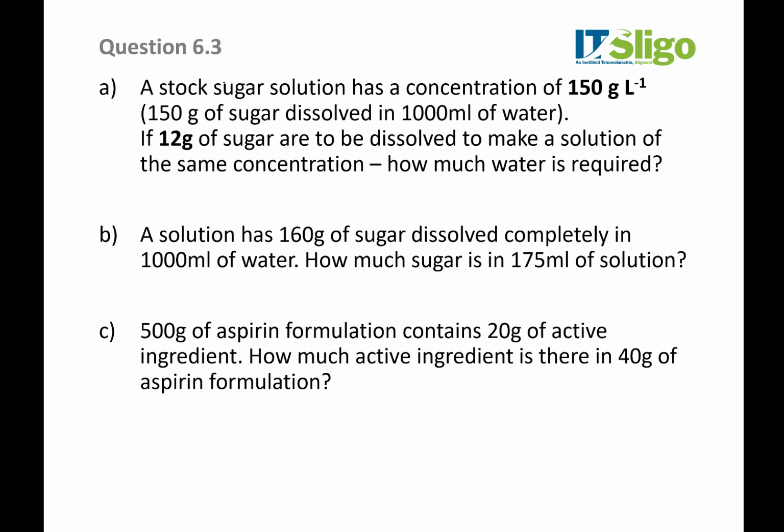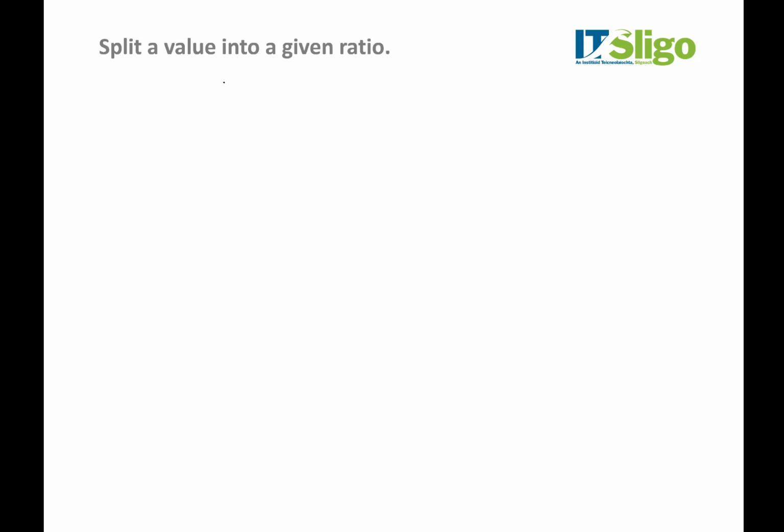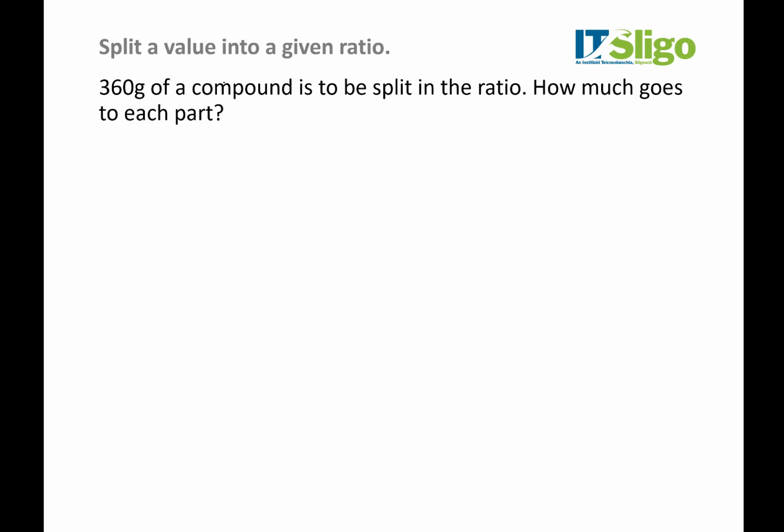So I'll let you guys have a go at those. And now we look at the last topic we're going to look at today, split of value into a given ratio. So 360 grams of a compound is to be split in the ratio 3:4:5, and how much goes into each part?